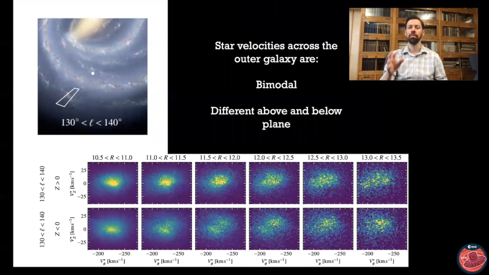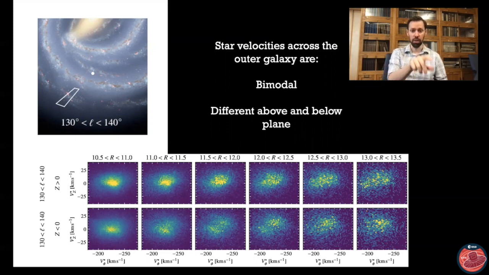Here's what we found. We found that across the outer disk, the velocity distribution is still bimodal, and that this bimodality is different above and below the plane. What I mean by bimodal is that in various chunks of space, the stars tend to be either moving downwards and rotating around the galactic center quite slowly, or moving upwards and rotating around the galactic center somewhat faster.